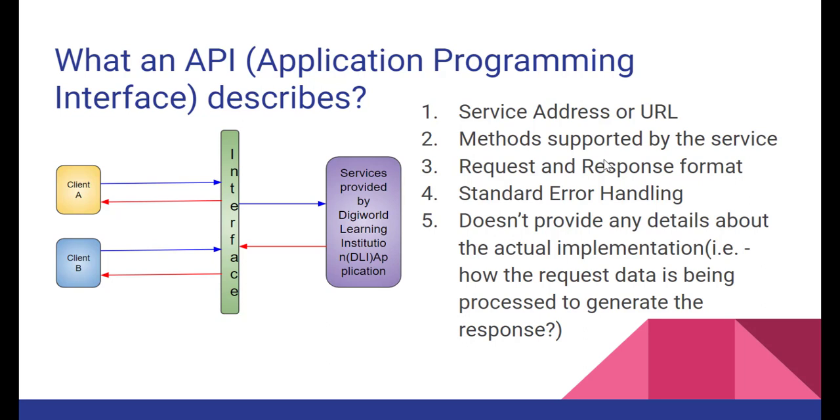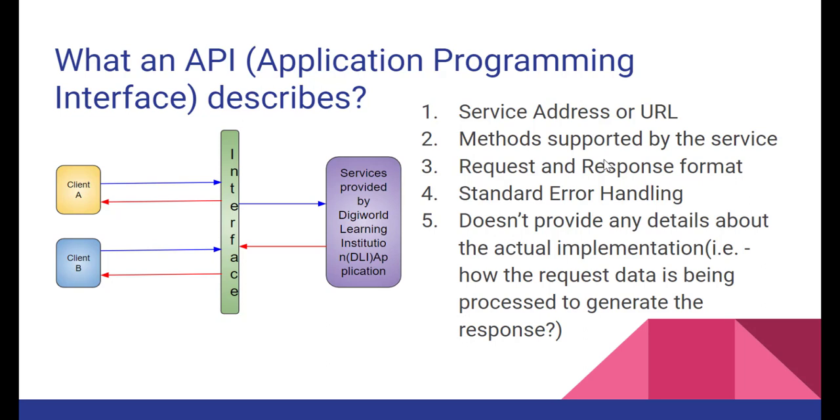Now we are coming to point number 3, that is request and response format. That is also described by our API. Sometimes people used to call the API like service contract, right? So in API we also mention what is the request format we are expecting, right? We are expecting from the client.